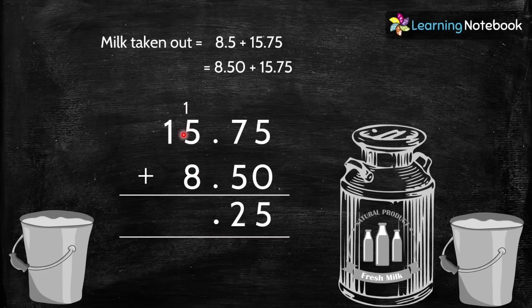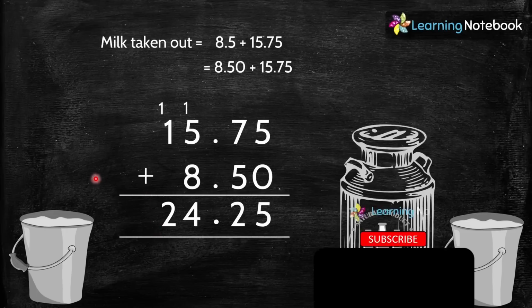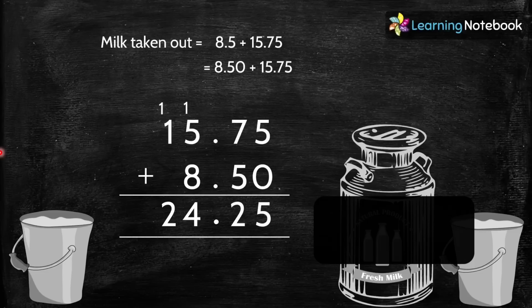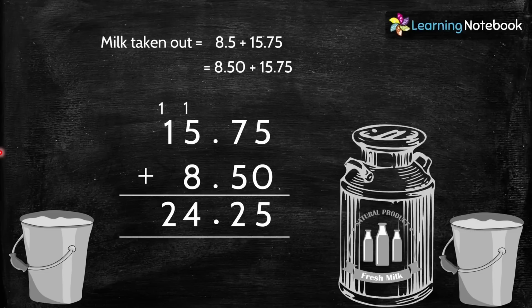1 carry plus 5 plus 8 equals 14. So write 4 in the answer and 1 gets carried over. Now 1 carry plus 1 equals 2. So answer is 24.25. So students, we have found out the total milk taken out from the drum, which is 24.25 liters.